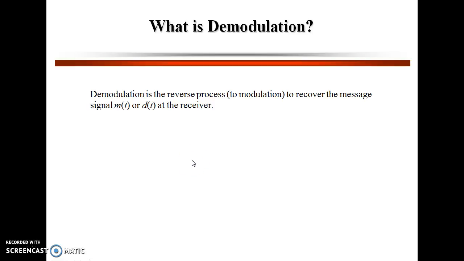Now the next part we'll turn to is what is demodulation. Demodulation is the reverse process to modulation, to recover the message signal m of t or d of t at the receiver.